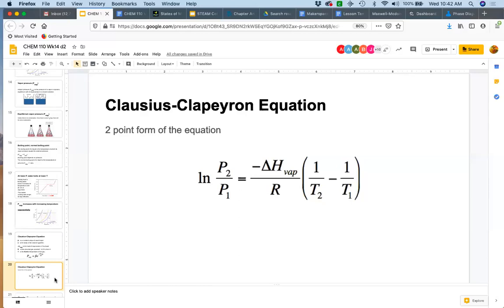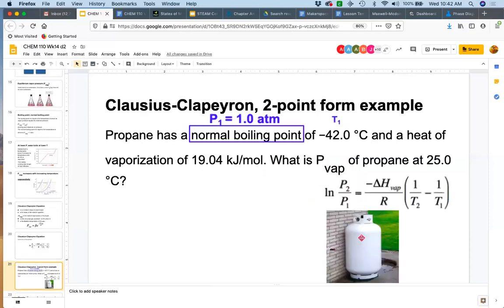Okay, so here's an example of what that type of problem would look like. Propane has a normal boiling point of negative 42.0 degrees Celsius and a heat of vaporization of 19.04 kilojoules per mole. What is the P vaporization, or the pressure of vaporization, of propane at 25 degrees Celsius?